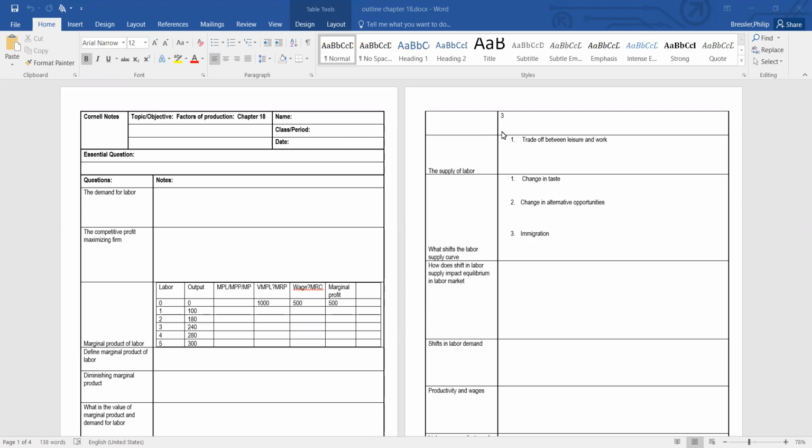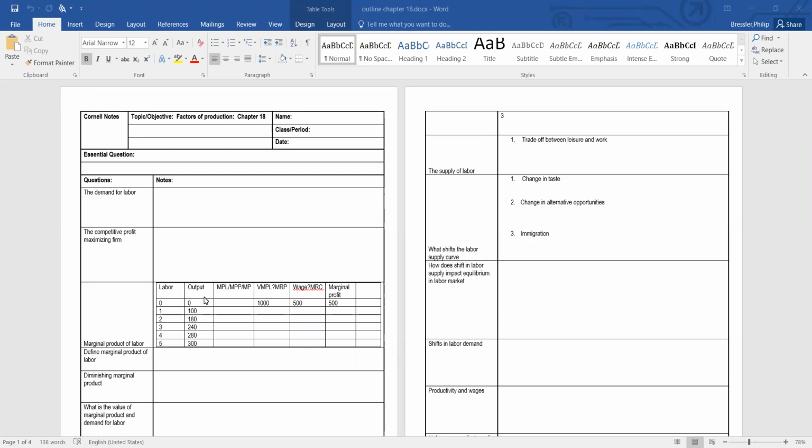So again, in the competitive market, in perfect competition, MPL times P equals VMPL. Now, VMPL has to be equal to or greater than MRC, which is wages in perfect competition, right? And then we have this chart down here. MPL or MPP or MP, they're all the same.